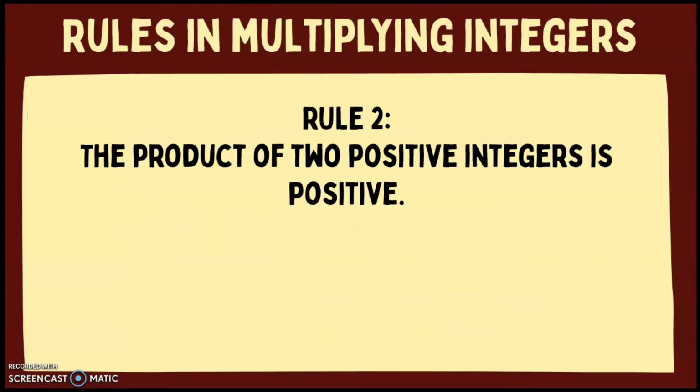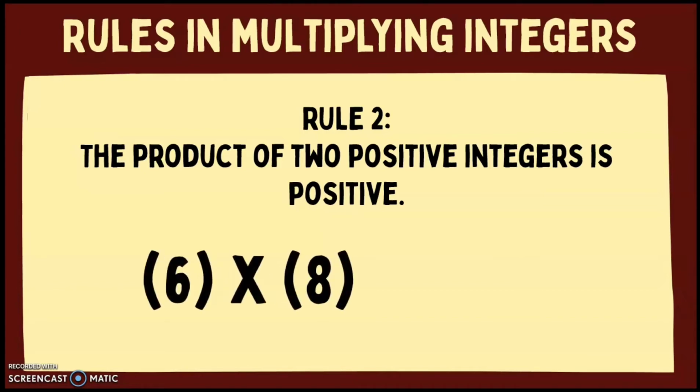Rule number 2. The product of 2 positive integers is positive. So meaning when you multiply a positive number to a positive number, the result is a positive number. So this is the usual multiplication of numbers. This is what you have learned during your elementary days. Okay, so let's try this example. 6 times 8. So as you can see, they are both positive numbers. Therefore, the final answer is a positive number. So the answer is 48.